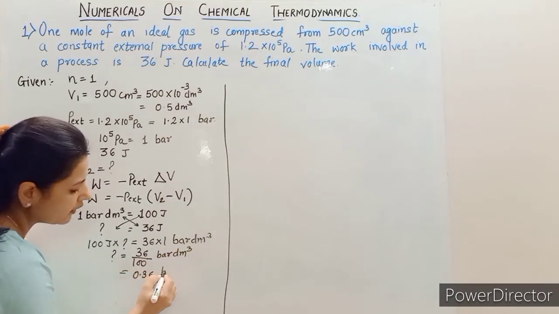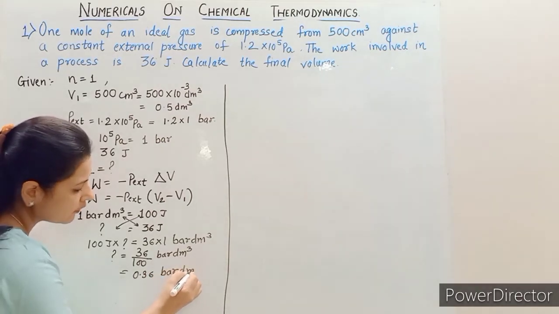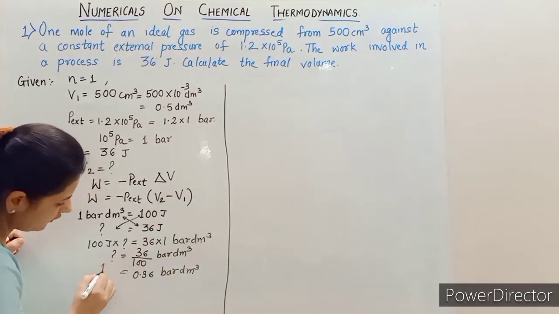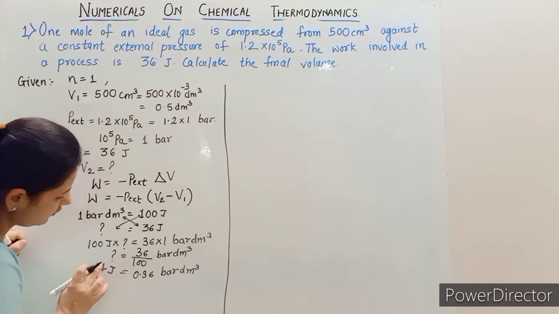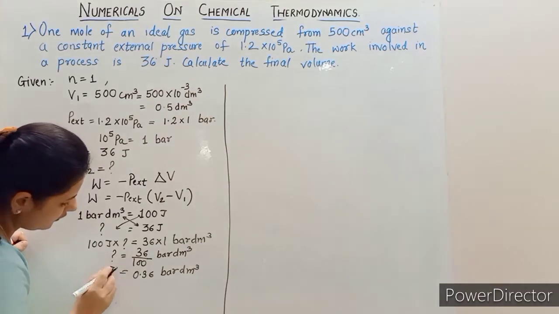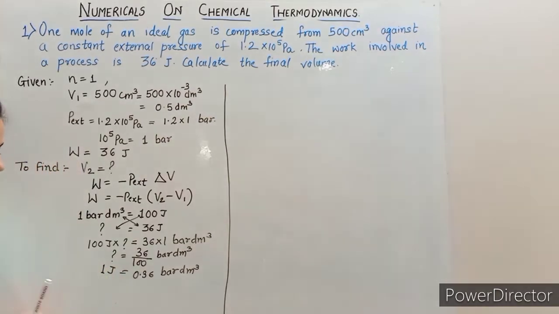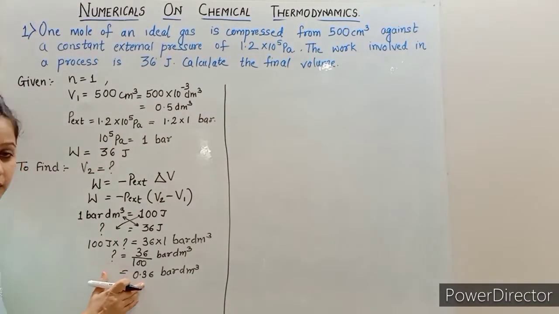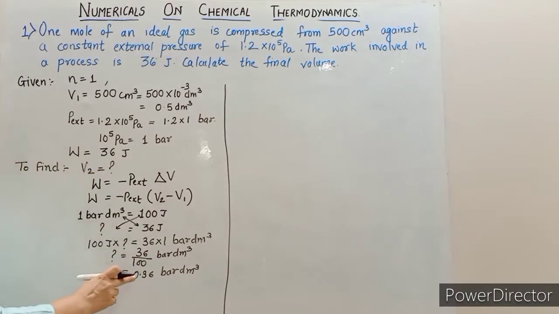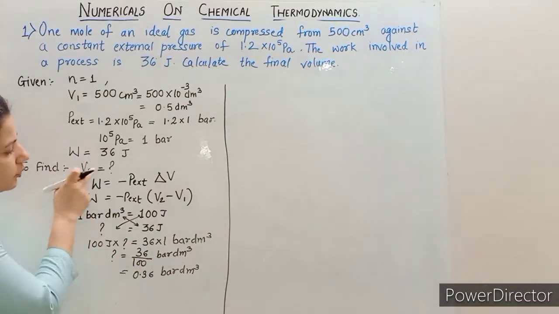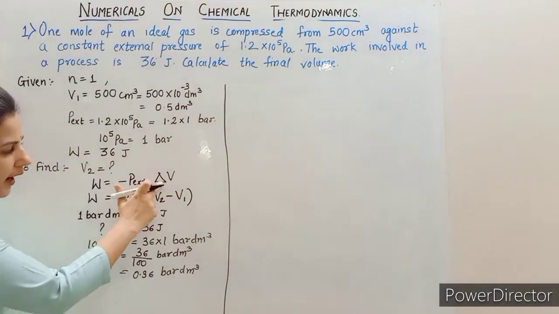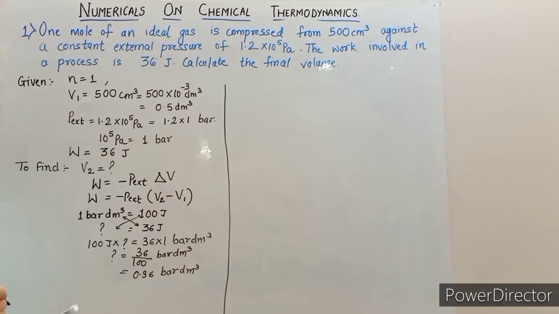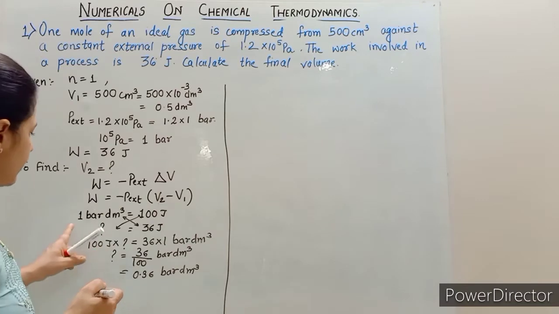0.36 bar dm cube. Okay, so this is your answer. Here on converting to bar dm cube, this will be 0.36 bar dm cube. Now we have the W in bar dm cube, we have this as bar and V in dm cube. So just substitute out all the things and find out the answer.